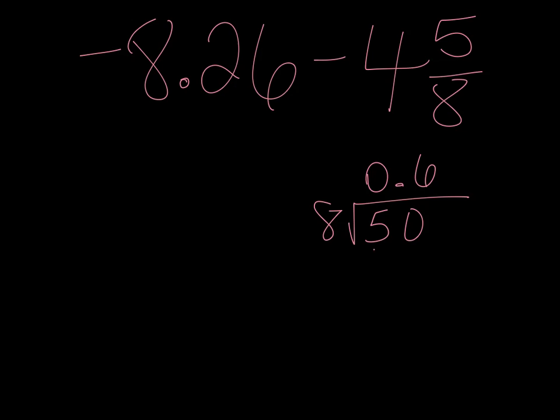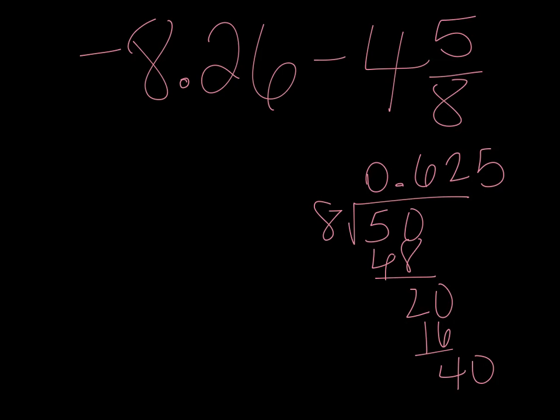Very good. 6 times 8 is 48. Subtract and I get 2. Add a 0. 8 goes how many times into 20? Good. 2 times 8 is 16. Subtract and I get 4. Add a 0. 8 goes how many times into 40? Very good. 5. That's my princess. So what we're going to have instead of 5/8 is 0.625.